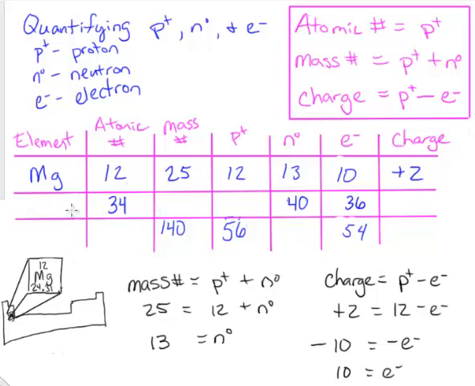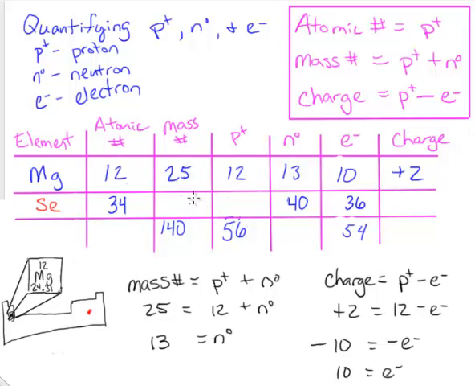Next, we have 2 more lines where you guys can practice. I will help you in doing the second line, and then the last line you will do all by yourself. So let's take a look at it. Element number 34 is selenium. It's located right around in here on the periodic table. Selenium's symbol is Se.